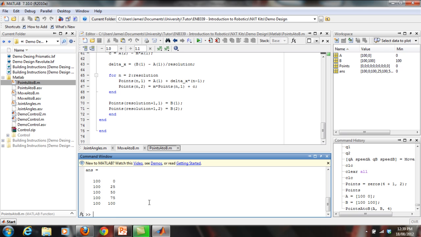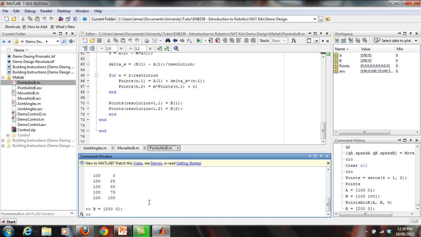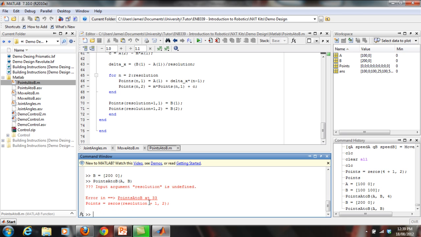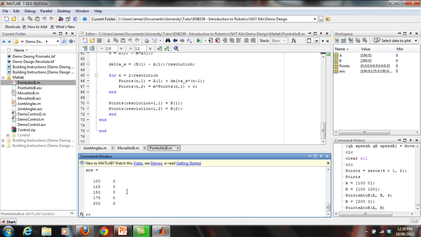Again, let's say we change B to equal 200, 0. So this time our y coordinates are the same, but we have a displacement of 100 in the x. So points A to B, A, comma B. Oh, didn't define the resolution. Again, let's just define the resolution of 4, because it's a nice easy one.